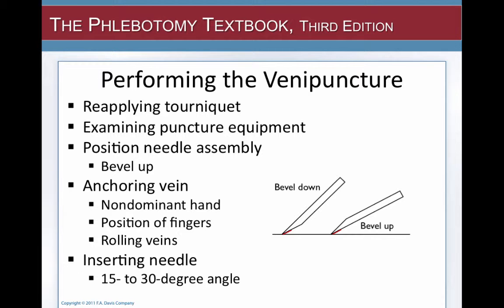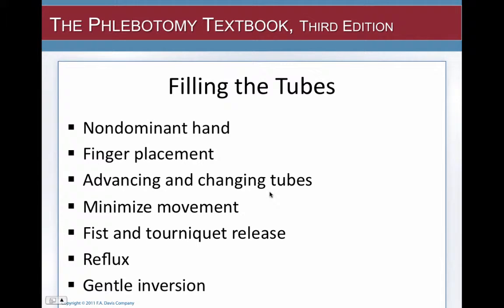But some patients have what we call rolly veins, where when you stick the needle in, the vein actually rolls away from the needle, and then you don't get any blood. And you want to insert the needle at a 15 to 30 degree angle. There's not much I want to say about this slide because you really have to learn how to do this by practice. You use your non-dominant hand to advance and change tubes.